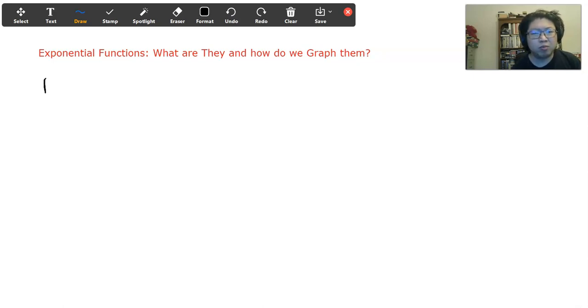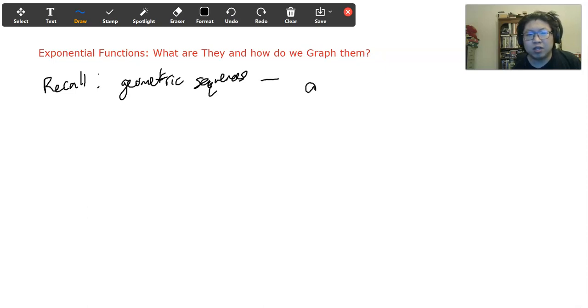All right, but before we move on to talking about all that good stuff, let's just recall the geometric series from earlier, which, if you recall, has a formula for finding any one specific number in the list. That formula was a sub n equals a sub 1 times r to the n minus 1. If you remember that from the notes a couple days ago, this form is actually an example of an exponential function.